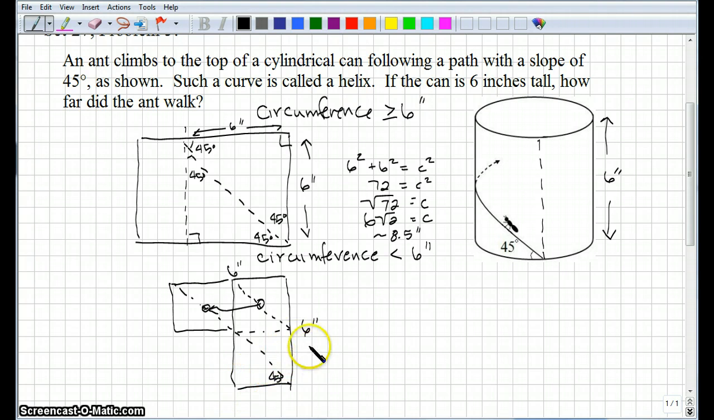So either way, it's still 6 times the square root of 2, which is interesting because it doesn't depend on the circumference of the can. The ant is going to get to the top of the can with the same path length regardless of what the circumference of the can is. So that's kind of interesting. And the answer, let me just repeat that, is 6 times the square root of 2 inches, or approximately 8.5 inches. So there's your answer. There you go.